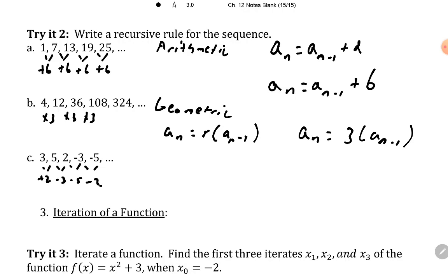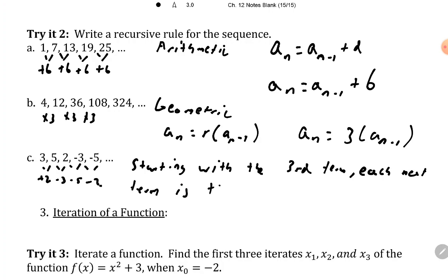So what's going on here? Alright. So this one is starting with the third term. Each next term is the difference of the two previous terms. So that one is hard to see.